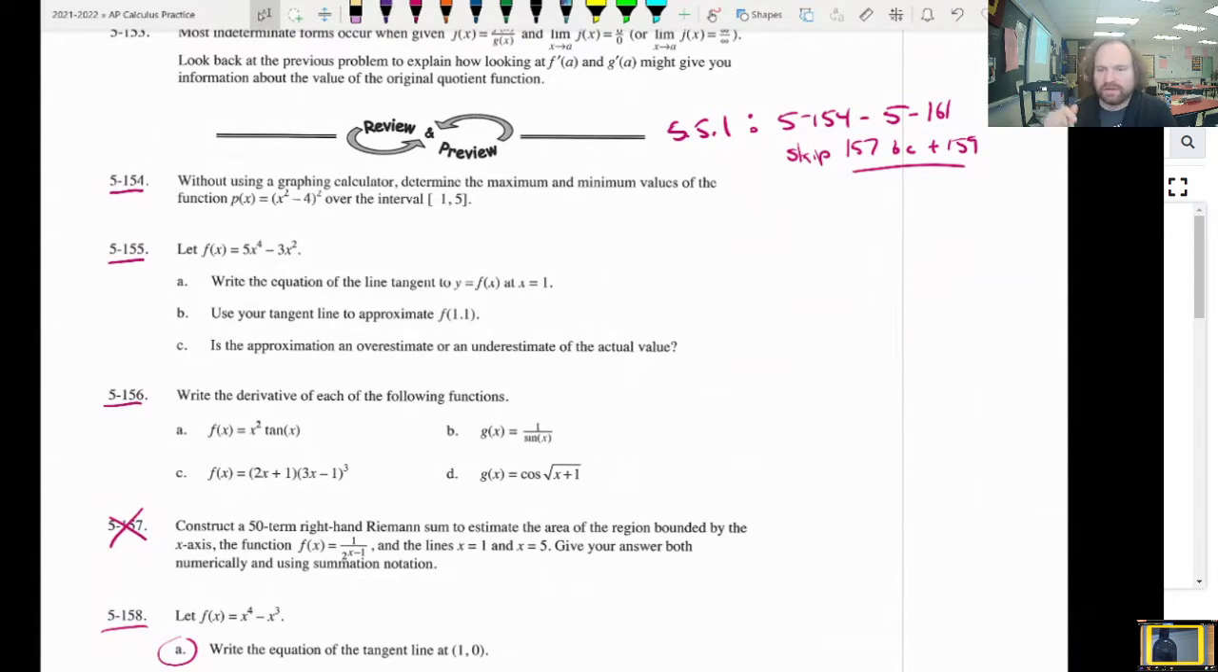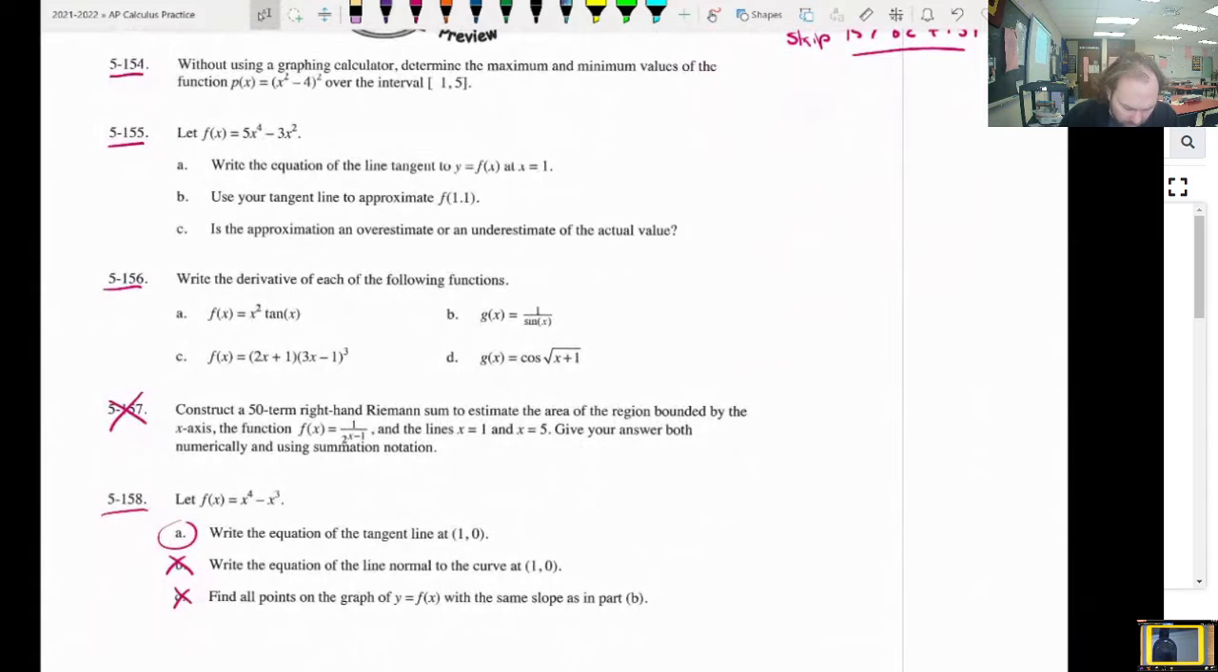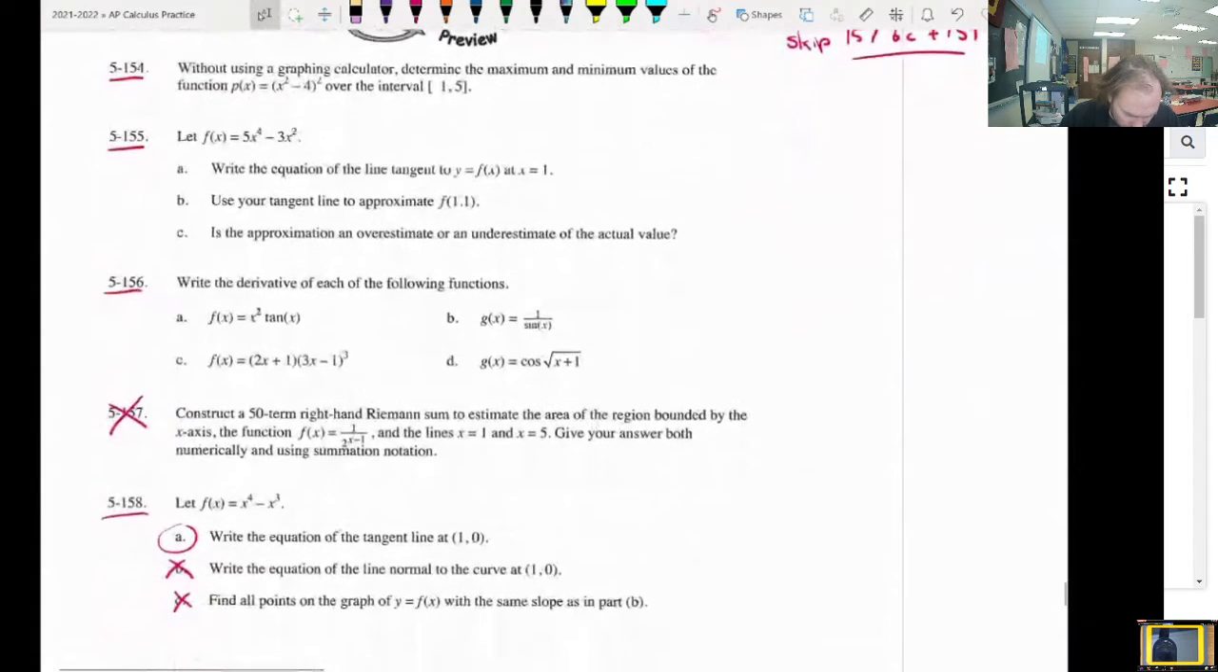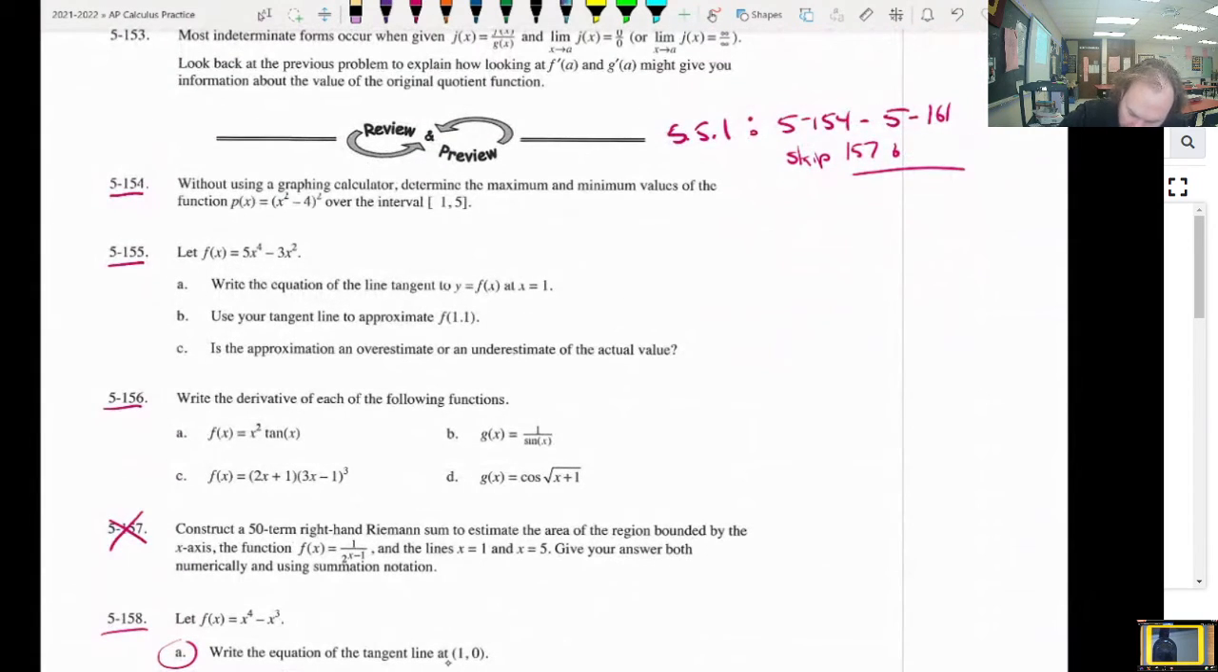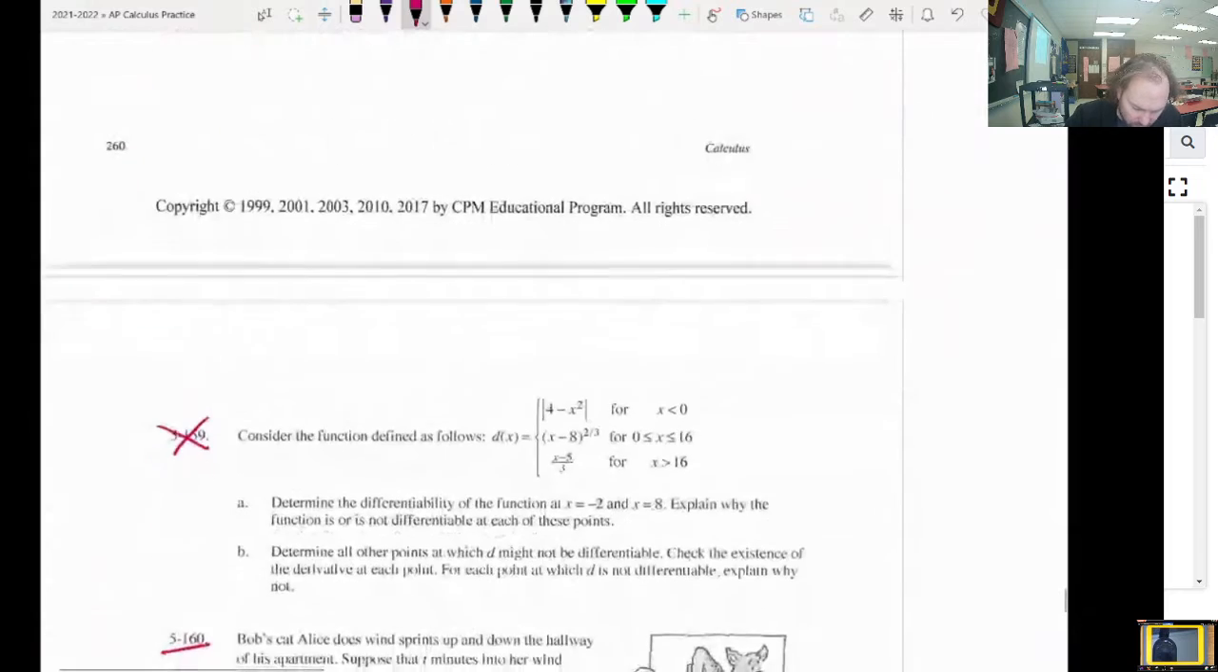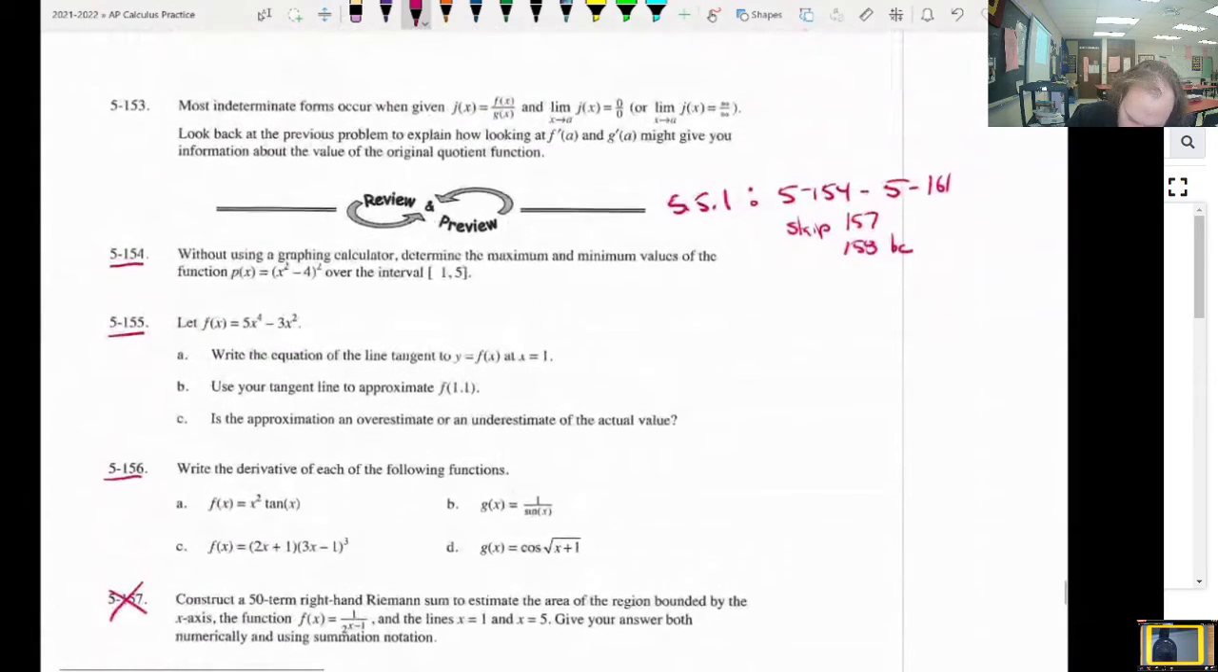This is 5.5.1. We're going to be doing problems 154 through 161, but we're going to be skipping 157. Whoops, I wrote this wrong here. We're going to skip 157, we're going to skip 158's part B and C, and we're going to skip 159. So we're going to skip a good amount of this, but there is still quite a bit to do. And the things that we are going to do are very important, and you're getting better at them every time you do them, and that's a fact that I really want everybody to recognize as you're working on this.